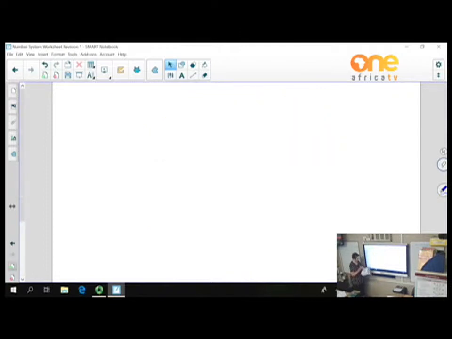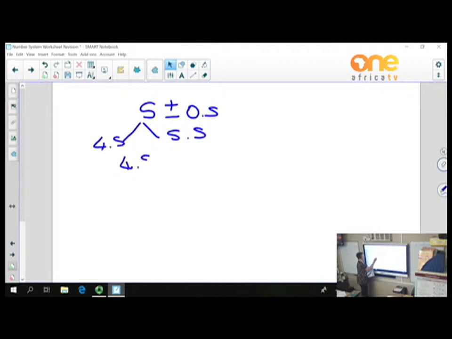So the first one is 5 to the nearest whole number means it will be plus or minus 0.5. So your upper bound is 5.5 and your lower bound is 4.5. And to give it as an inequality, it will be 4.5 less than or equal to x, and x less than 5.5. That's the inequality that we want if we ask that.